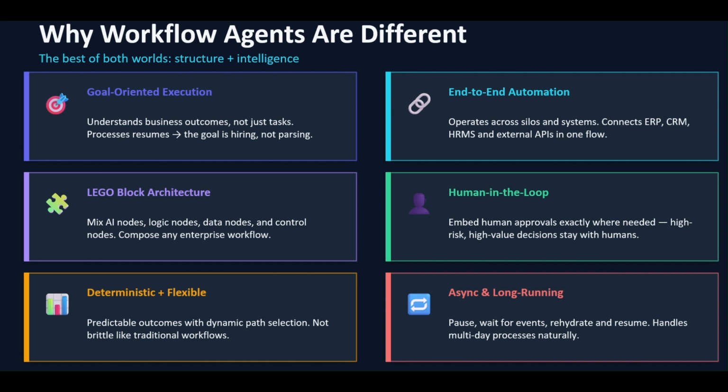So what actually makes them different from any other category of agents, like a supervisor agent? There are other agents which are not available in Oracle Fusion, but they're different design patterns of AI agents which we can build. So how are they different? If you look at it from the workflow agents perspective, there are mainly six things. It is the best of both worlds, the structure and the intelligence.